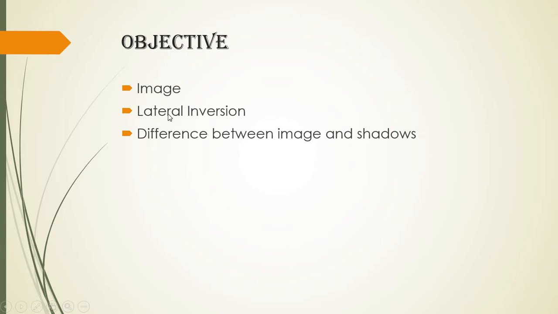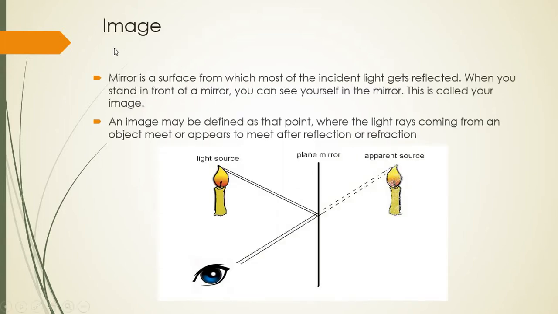image and shadow. As we have studied about reflection of light, due to this reflection of light we are able to see this image, and this lateral inversion is possible. Let us understand what an image is, how it is formed, what lateral inversion is, and what the differences are between image and shadows. Now coming to the image.